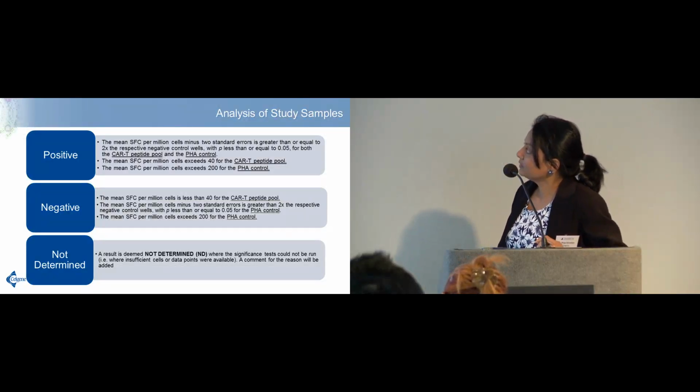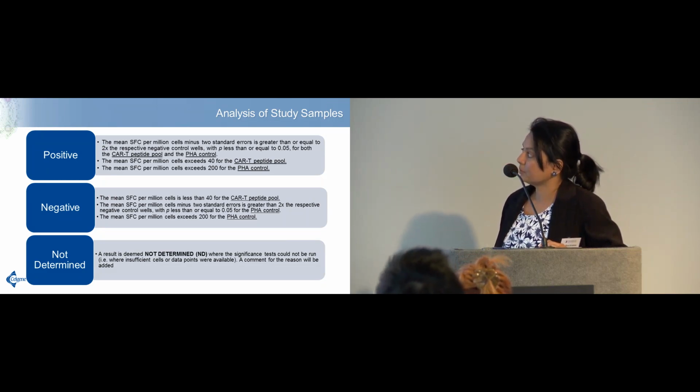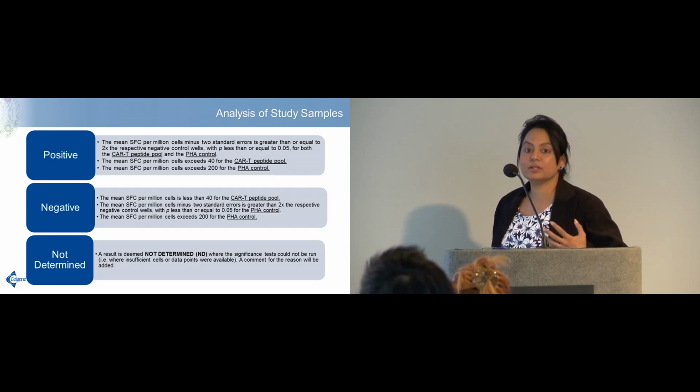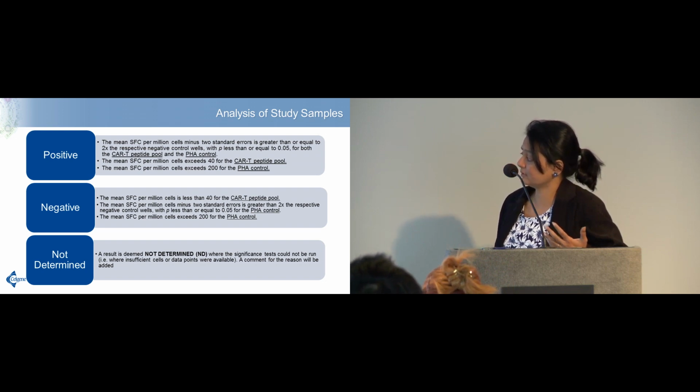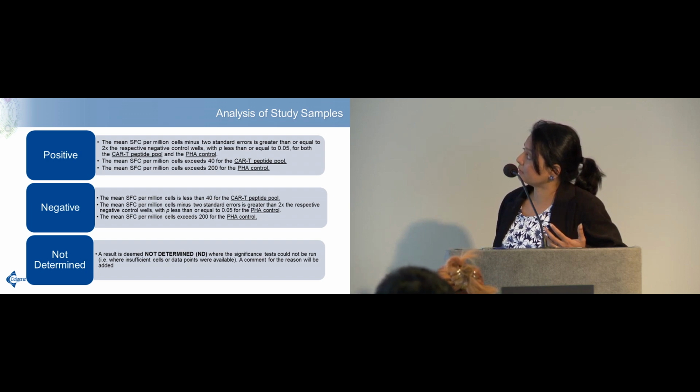This was another thing where we had a lot of discussion: the definition of a positive, a negative, and a not determined. Not determined, of course, is if you don't have enough cells. But beyond that, we said the positive control has to behave. That tells us our PBMC quality was fine. We also need a statistically significant result with a p-value less than or equal to 0.05.